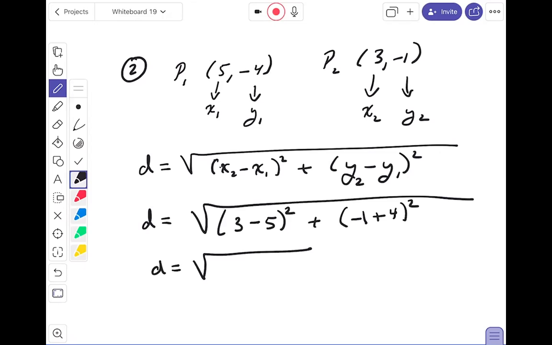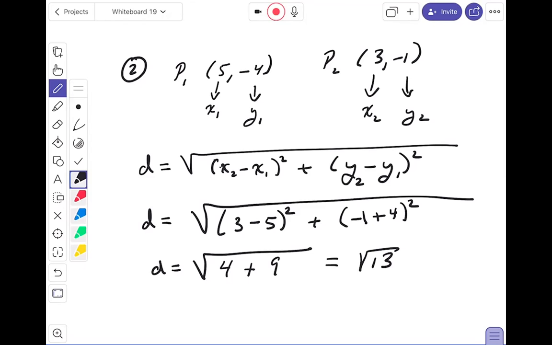And what do you get? 3 minus 5 is minus 2. But when you square minus 2, you get 4. Plus, minus 1 plus 4 is 3. But when you square 3, you get 9. So I get the square root of 13. All right, I'm going to claim that's the distance.